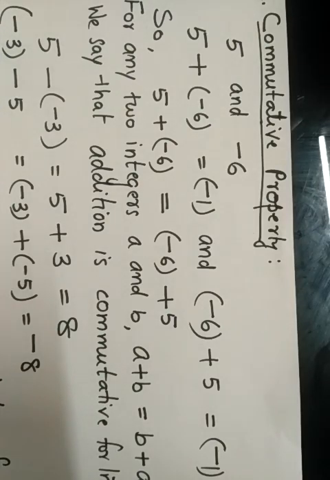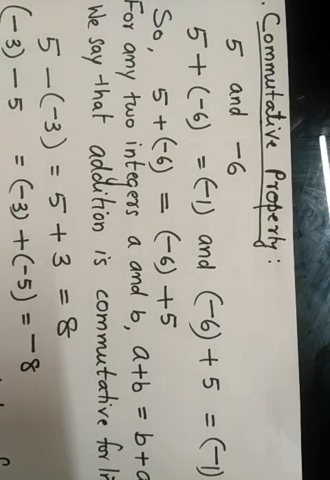So we can say subtraction is not commutative for integers. So this is commutative property of integers. What is commutative? Commutative property means changing the order of the integers. So in case of addition, we can add the integers in any order. In case of subtraction, it is not possible. They are not equal. If we change the order, the answer is also changed. So addition is commutative for integers and subtraction is not commutative for integers.